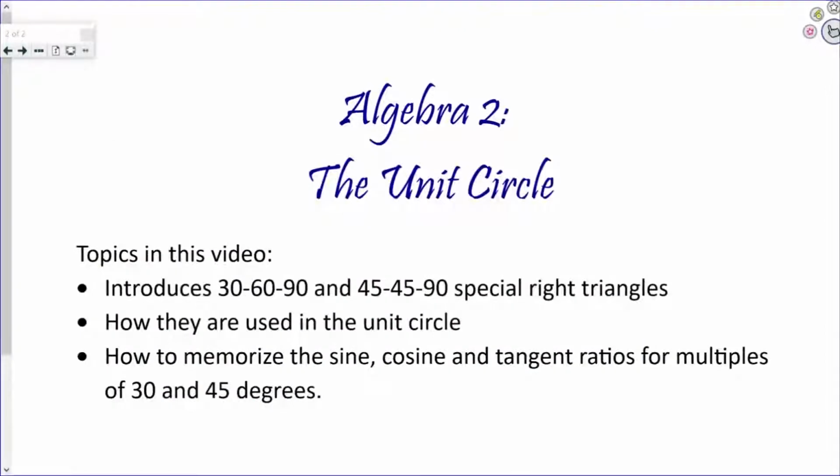All right, this video was about the unit circle using 30, 60, 90, and 45, 45, 90 special right triangles to memorize the sine, cosine, and tangent ratios for multiples of 30 degrees and 45 degrees, pi/6 and pi/4 radians in the unit circle.